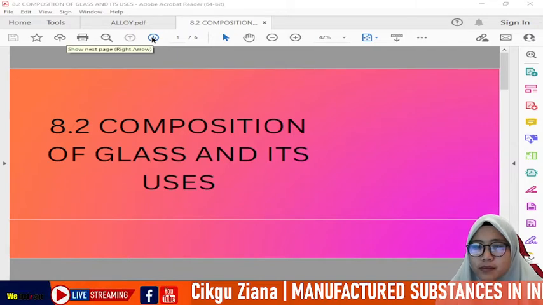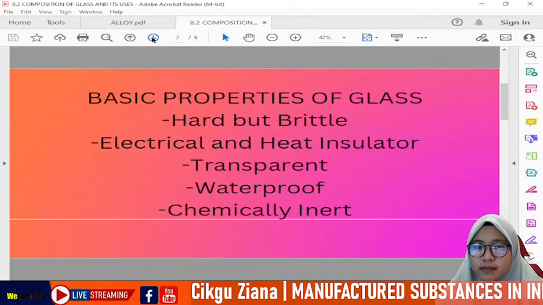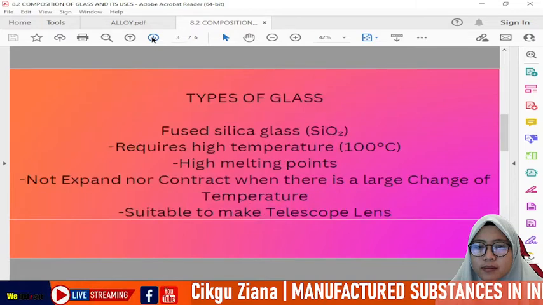For 8.2, composition of glass and its uses. The basic properties of glass: hard but brittle, electrical and heat insulator, transparent, waterproof, and chemically inert. The types of glass: fused silica glass, SiO2, requires high temperature, high melting point, does not expand nor contract when there is a large change of temperature, suitable to make telescope lenses.